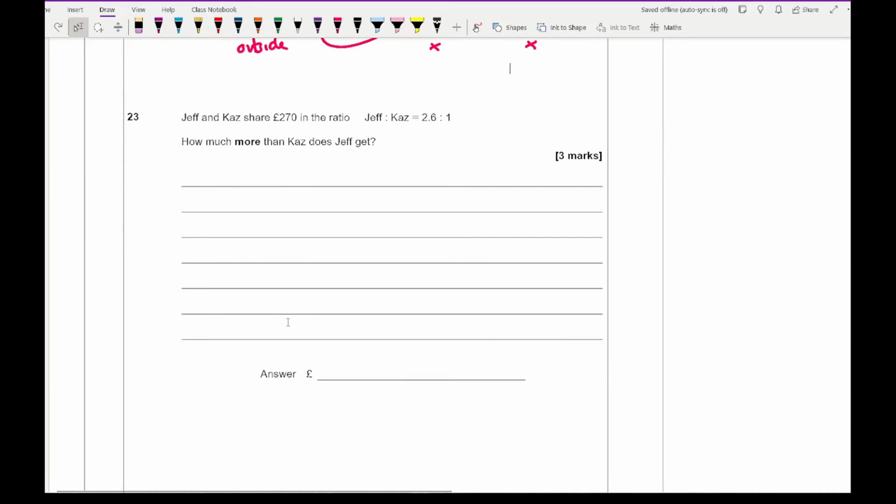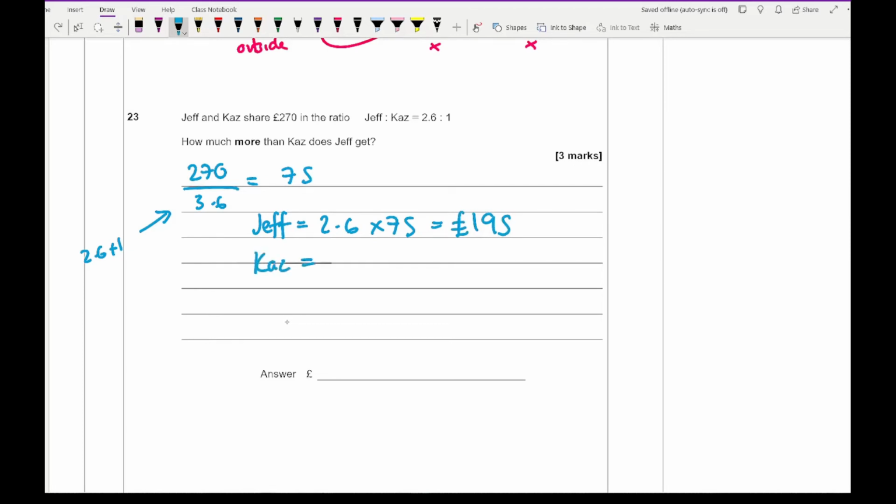Moving on to question 23, it says Jeff and Kaz share £270 in the ratio of 2.6 to 1. How much more than Kaz does Jeff get? So here, if we work out the two amounts, let's work out what one part is. So for this, we do 270 divided by the total sum of ratios, which is 3.6. And where I've got 3.6 from is 2.6 plus 1. And that comes up to a total of 75. So each part is 75. So Jeff is then going to have 2.6 parts times 75, which gives me an answer of £195. Then Kaz has 1 times 75, and that is £75.